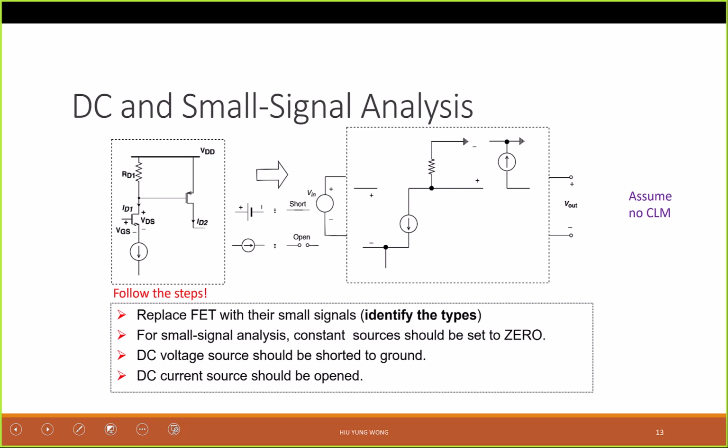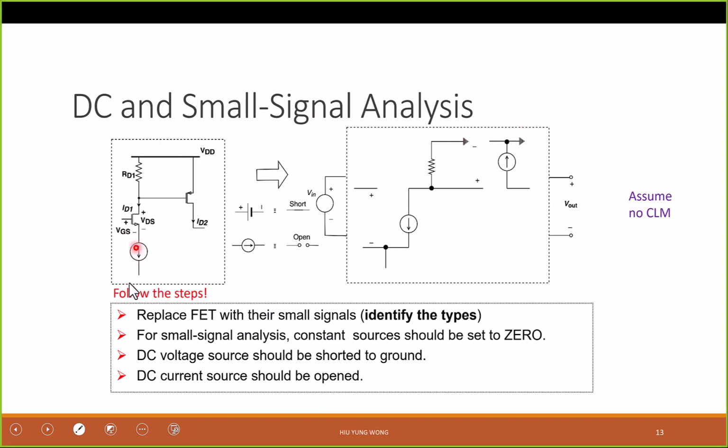On the left is a complicated circuit. If you want to solve it, you need to solve I proportional to (VGS minus VT) squared, right, which is nonlinear. Now we want to do the small signal. The first thing is what you know very well. The constant voltage source needs to be shorted. That's why this is grounded.